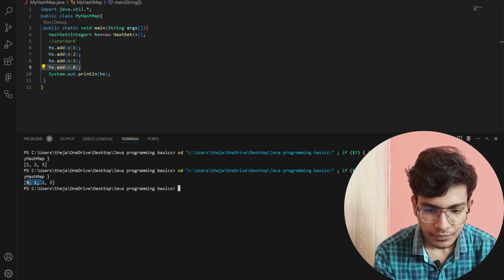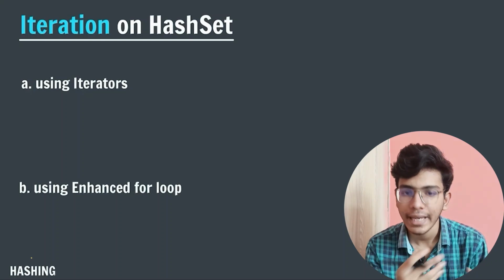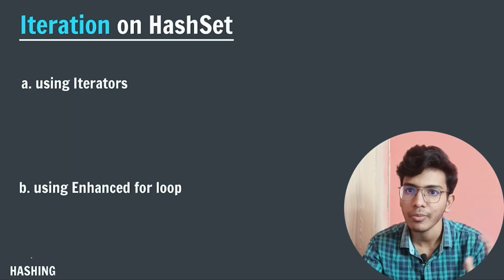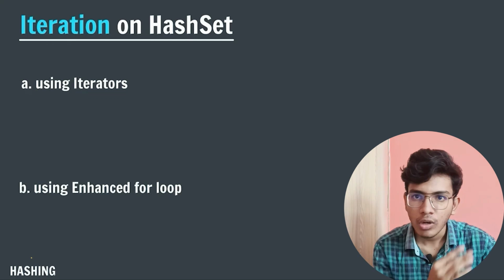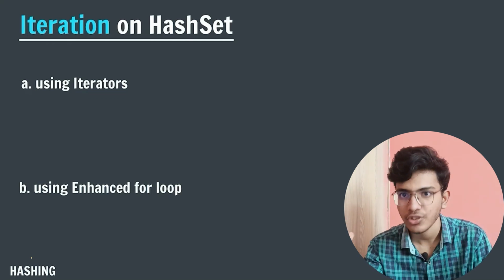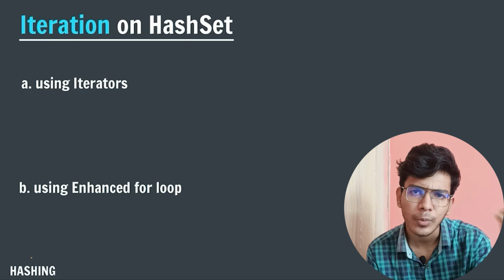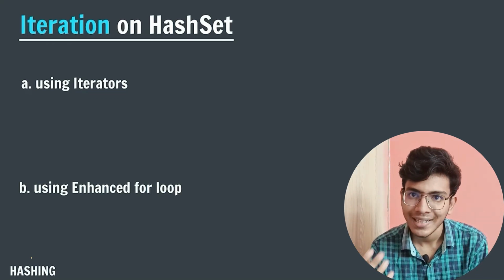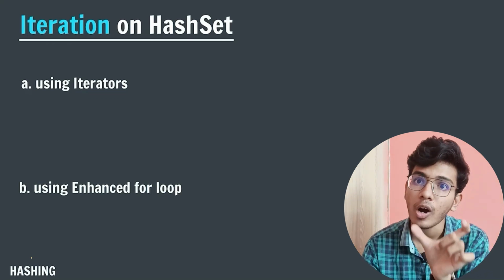Okay. Now let us talk about how we can iterate through the elements of my hash set. I have created a hash set. Now I want to run a loop in this hash set. So if you recall the iteration properties of hash map, I will use a for each loop in that.